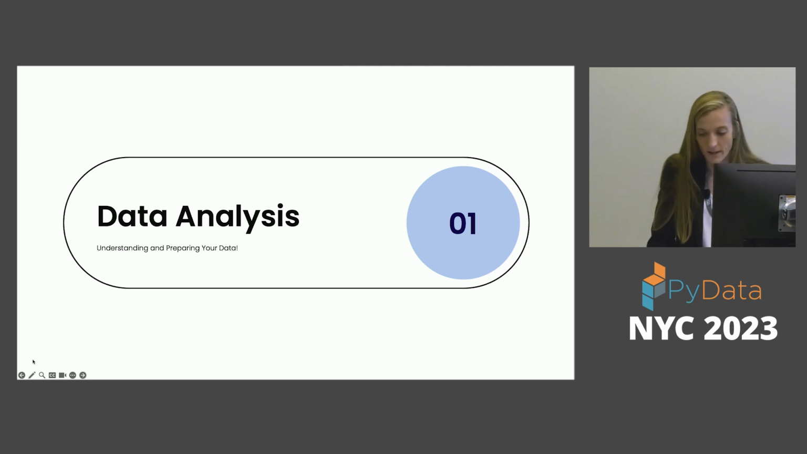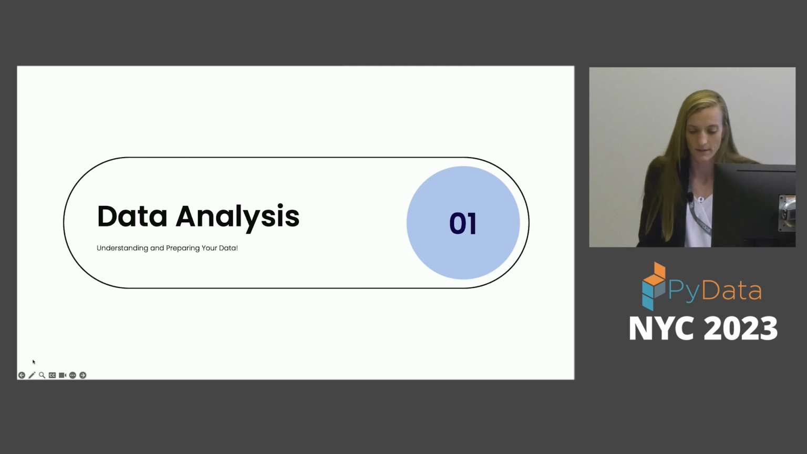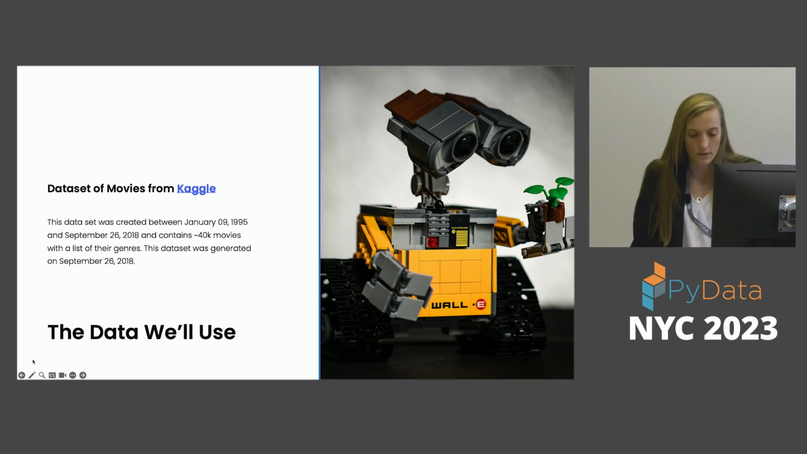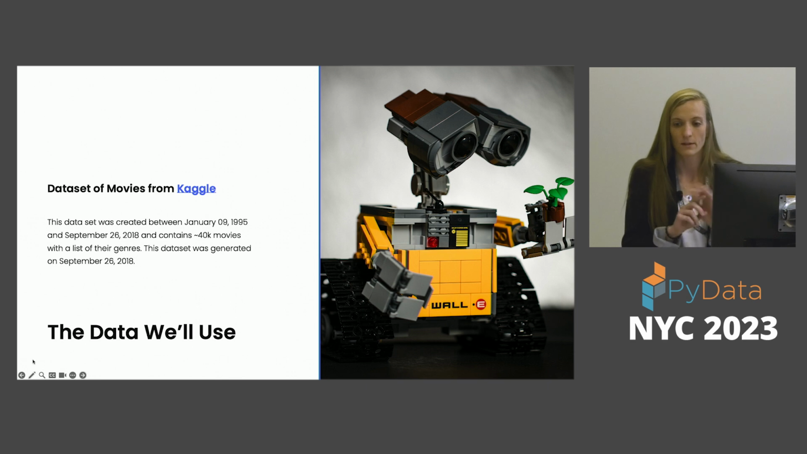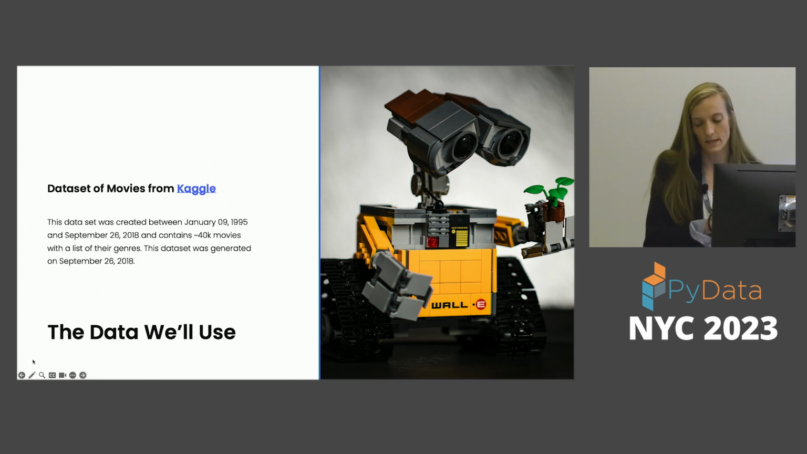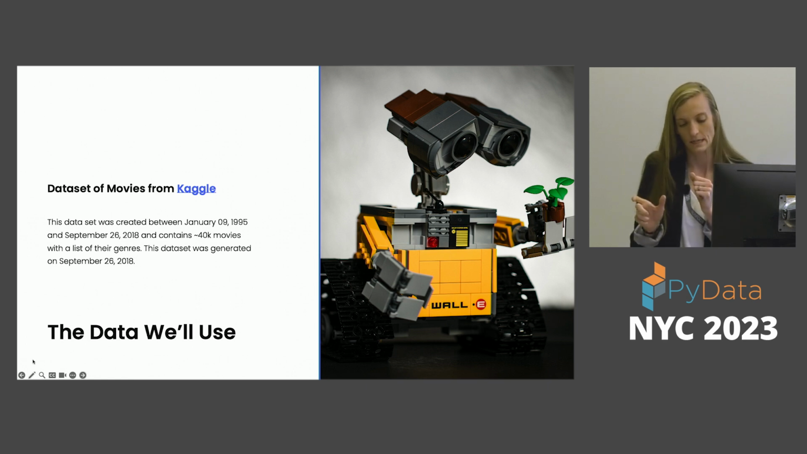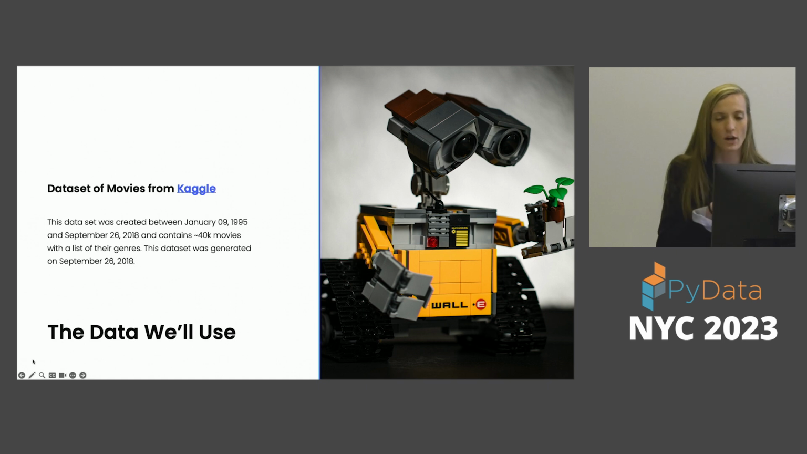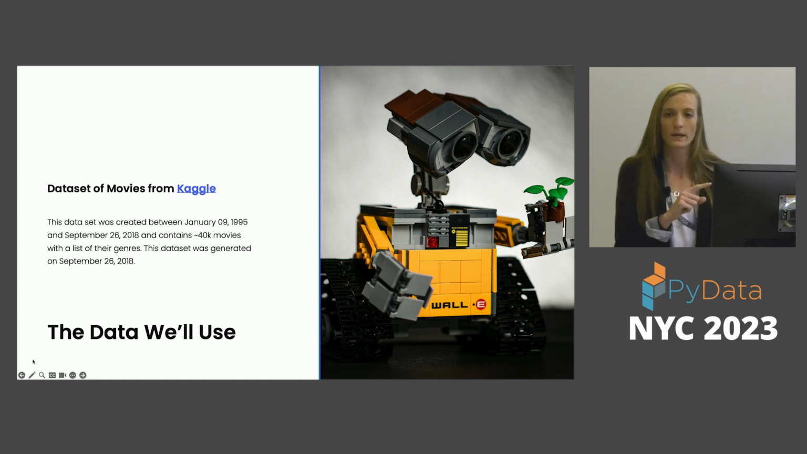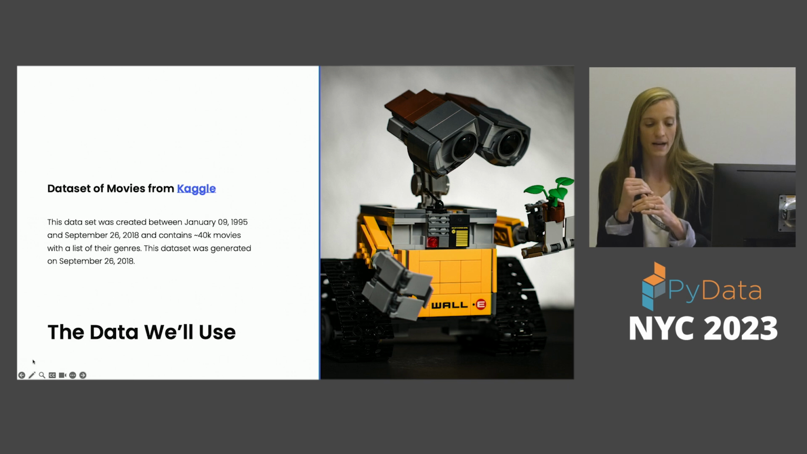We'll start with our initial data analysis, which you've probably all done before. We're going to pull a data set of movies from Kaggle. I modified this data set so I can prove some points here, but it has 40,000 movies with a genre column. I'm just going to talk through really quick what you're going to see in the notebook because we're going to move through it pretty fast.